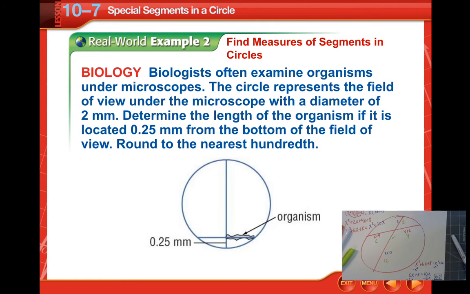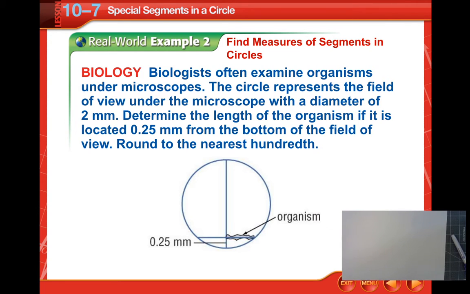So we have a new kind of problem. This is going to use the same thing. We have a word problem though. Biologists often examine organisms under a microscope. The circle represents the field of view under the microscope with a diameter of 2 millimeters. Determine the length of the organism if it's located 25 millimeters from the bottom field of view. Round to the nearest hundredth.